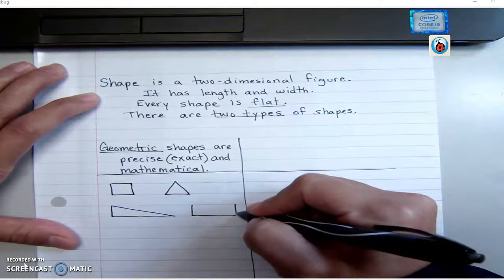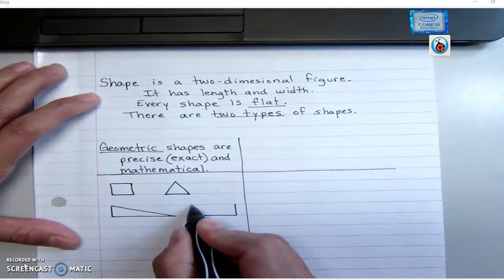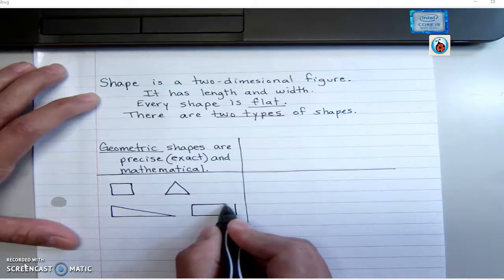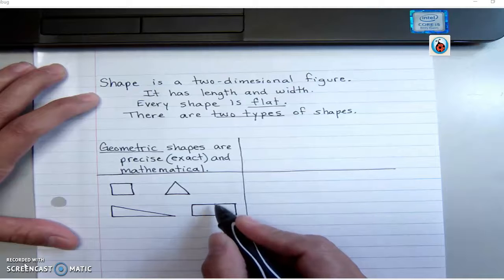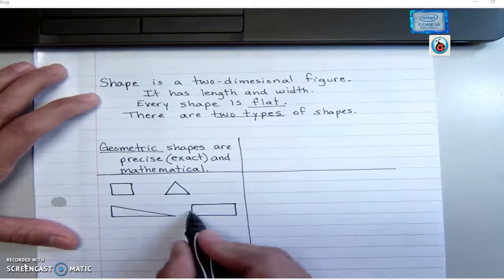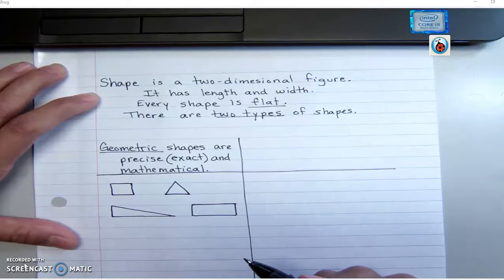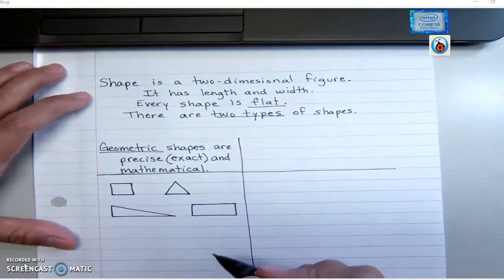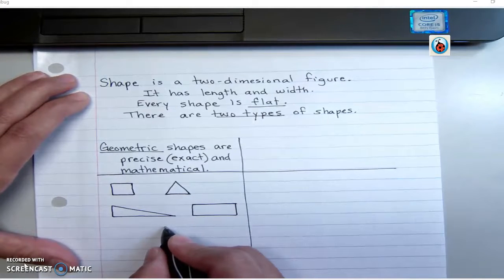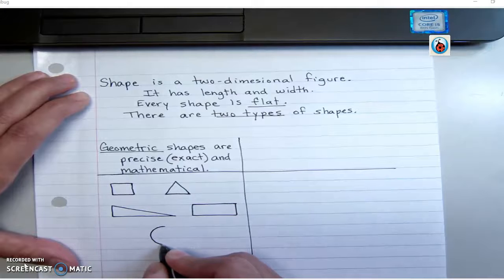Okay? A rectangle is also an example of a geometric form, because you have to have 4 sides that are straight. Opposite sides need to be the same length. So the opposite sides need to be the same length. Okay? And those lines are parallel to each other.